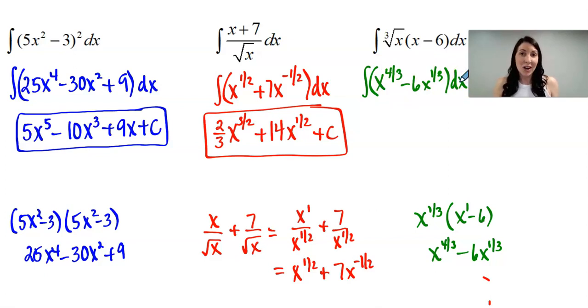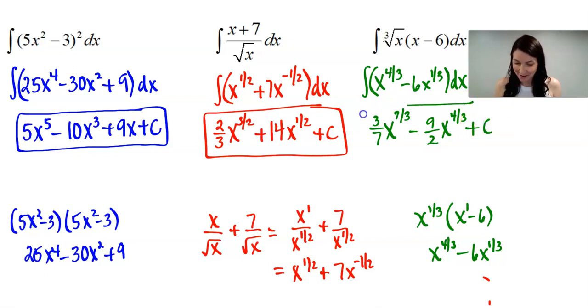I'm going to add 1 to 4/3, that gives me x to the 7/3, divide by 7/3, which is the same as multiplying by 3/7, minus, going to add 1 to 1/3, that gives me x to the 4/3, divide by 4/3, which is the same as multiplying by 3/4, that would give me 18/4, or 9/2. And again, do not ever, ever, ever forget that constant.